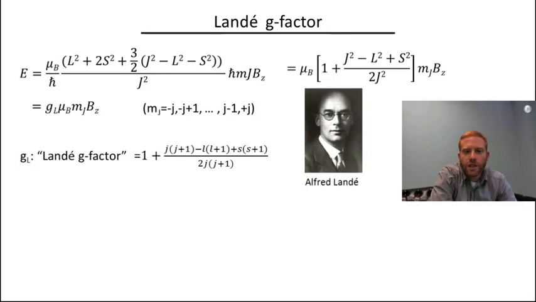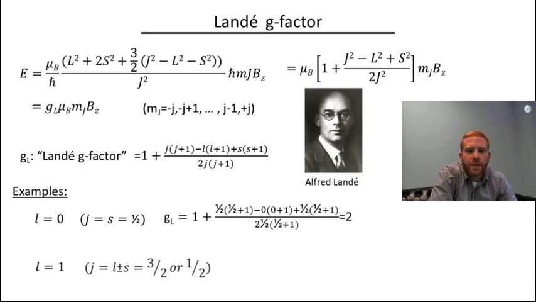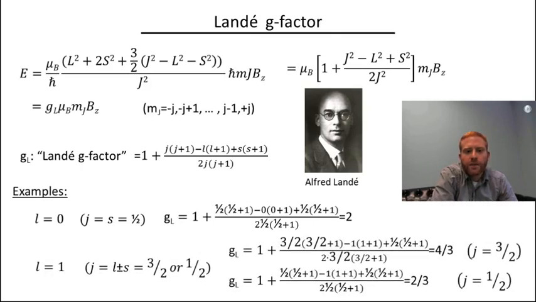Here are a few useful examples. When the orbital quantum number is 0, we just have the magnetic field interacting with the spin, which we know has a G factor of 2. Landé correctly predicts this. For L equals 1, the total angular momentum J can be 1 plus 1/2, 3/2, or 1 minus 1/2, yielding 1/2. In the first case, the Landé G factor is 4/3, and in the second, 2/3.